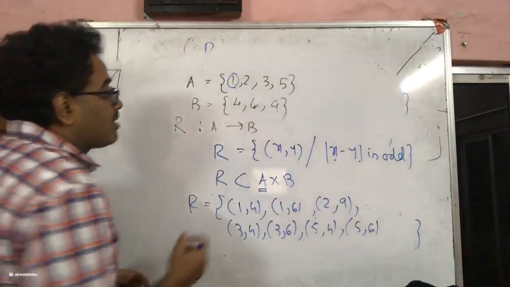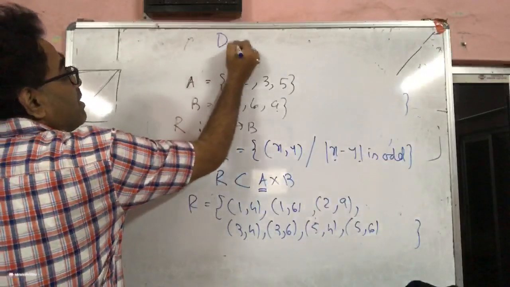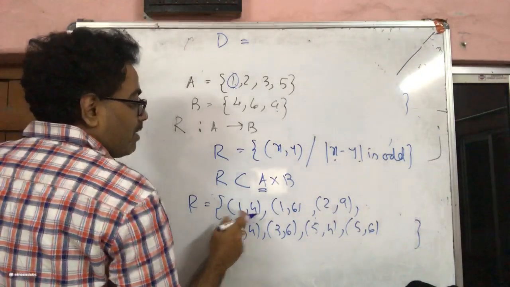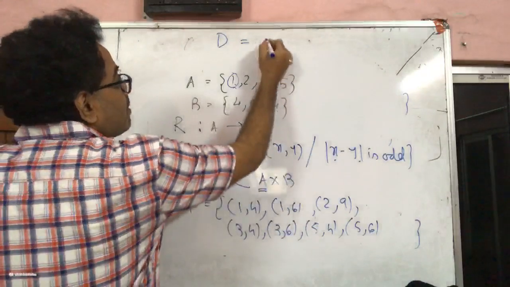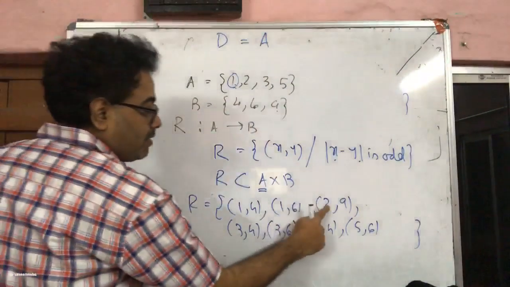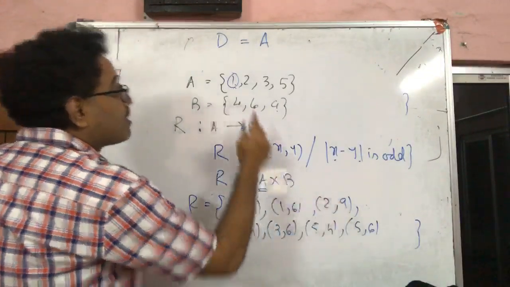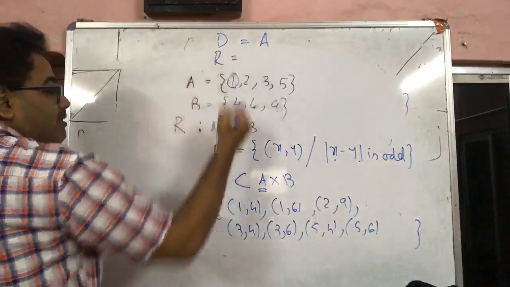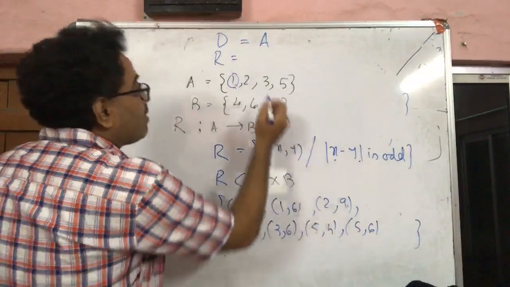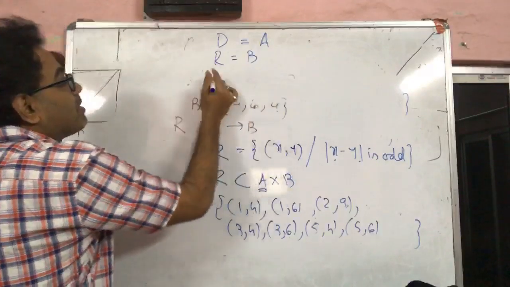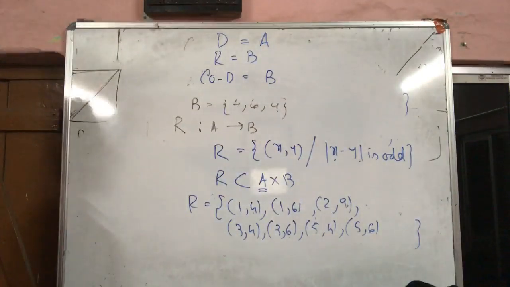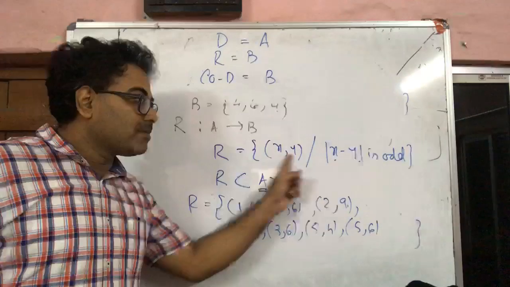Achha, for the domain, what is it? Domain is 1, 2, 3, 5. The whole set is coming, domain is A. 1, 2, 3, 5, all are coming. Domain is A. Range is 4, 6, 9. All are coming. And codomain is also B. All elements of B are used.